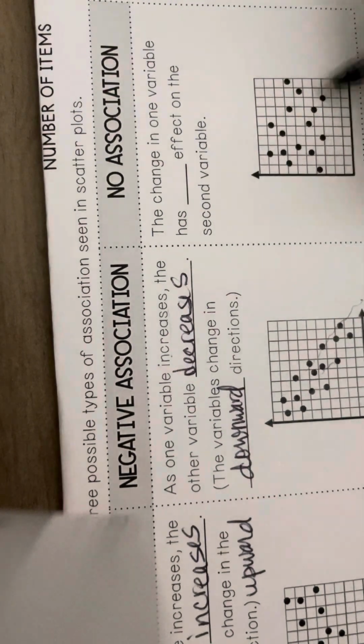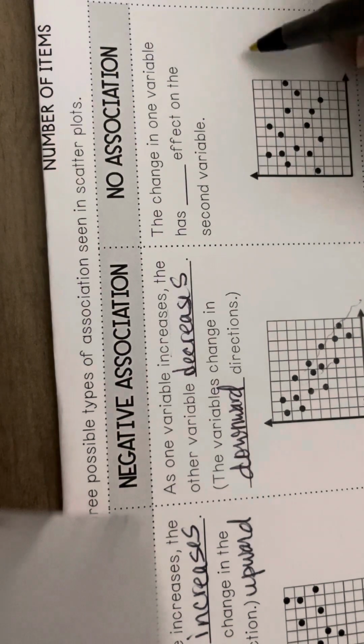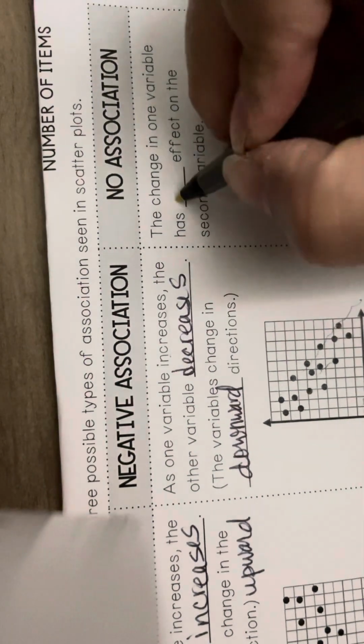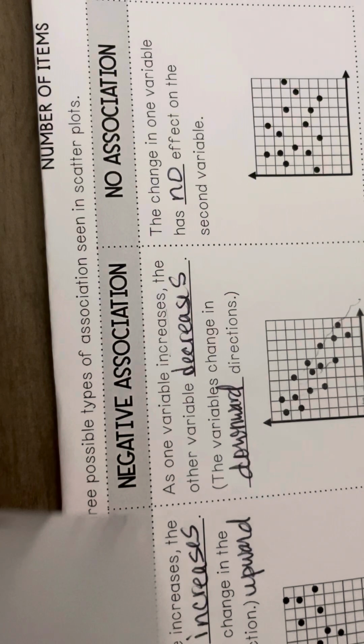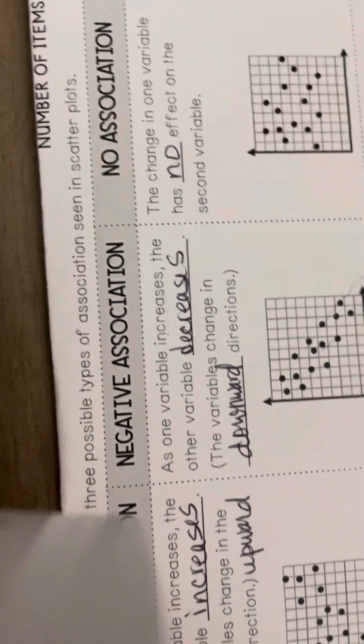And then you got this one where, man, they're just scattered everywhere. It doesn't go up, it doesn't go down, it's like splattered. So this has no effect. Like there's no correlation, there's no association, there's no relationship, no nothing, okay? And I'll give you an example of each.